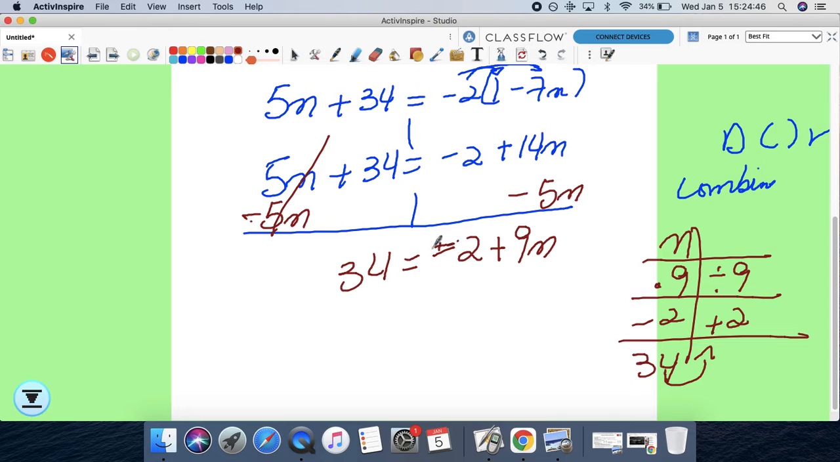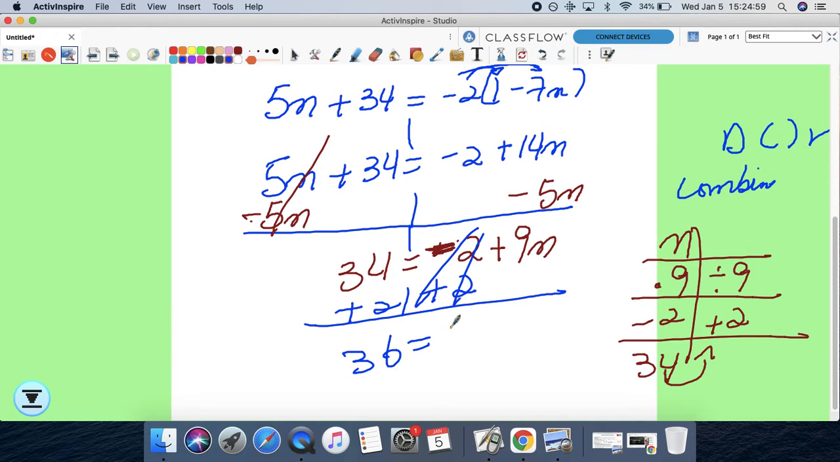So let's do that. Left side, right side, right? Left and right, and the plus 2. Plus 2. 34 plus 2 is 36. Negative 2 and plus 2 goes away, and 9n comes down. Divide both sides by 9. And n equals... 9 divided by 9 goes away. 36 divided by 9 equals 4. Alright, so n equals 4.